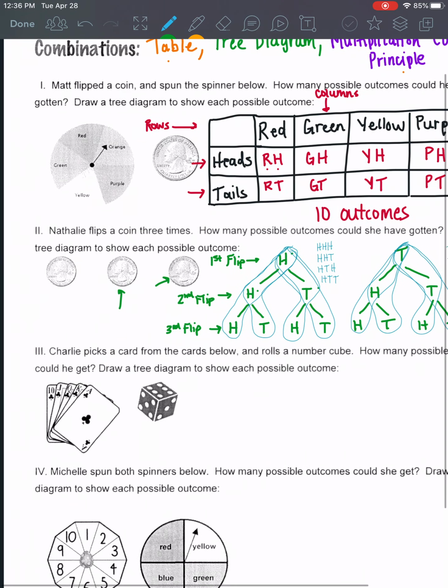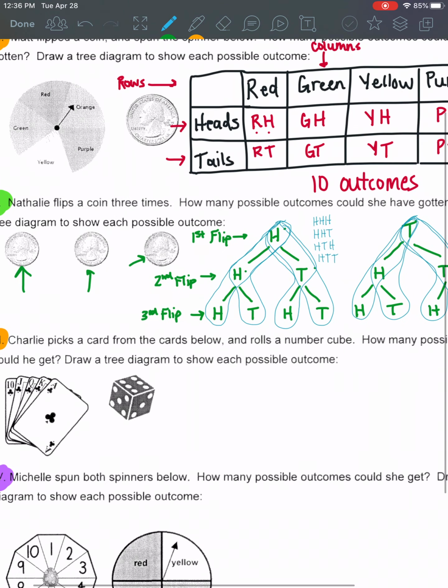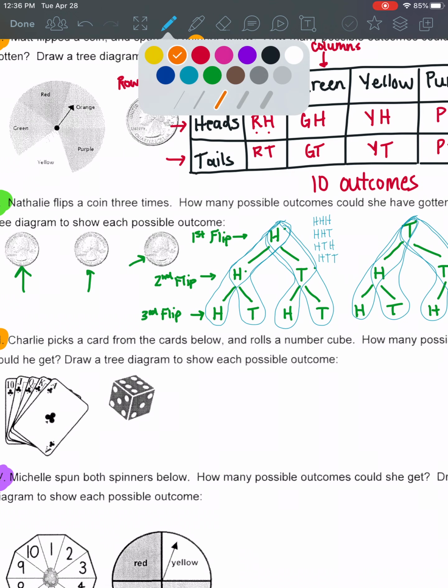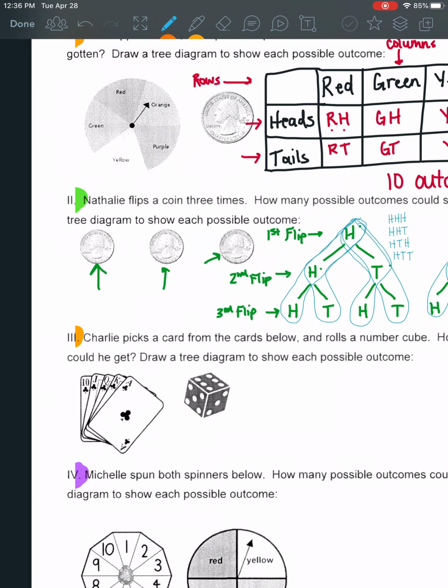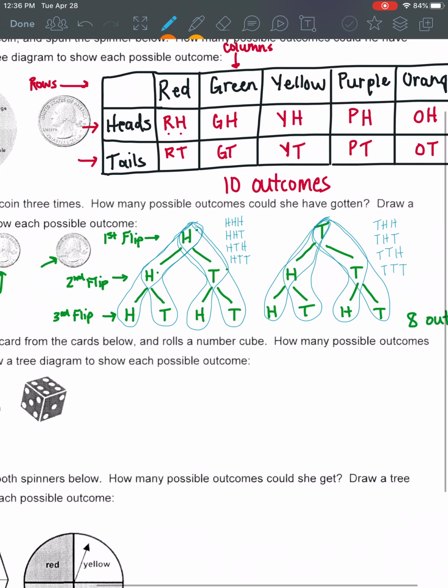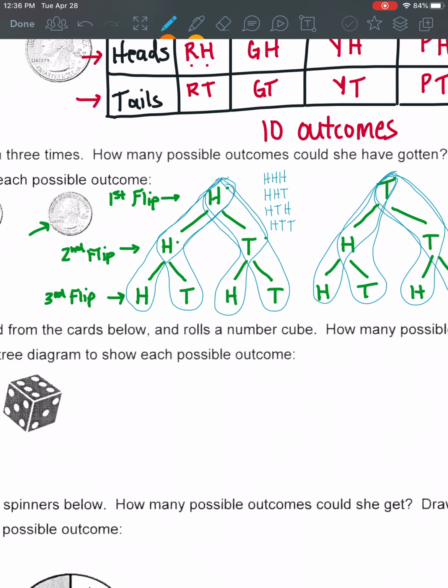Okay, so let's do this one here. We have Charlie picks a card from the cards below and then also rolls the number cube. So how many possible numbers could he get? A tree diagram is going to be a lot, so I'm going to do another table like up above, and I'm going to show you how I created that.